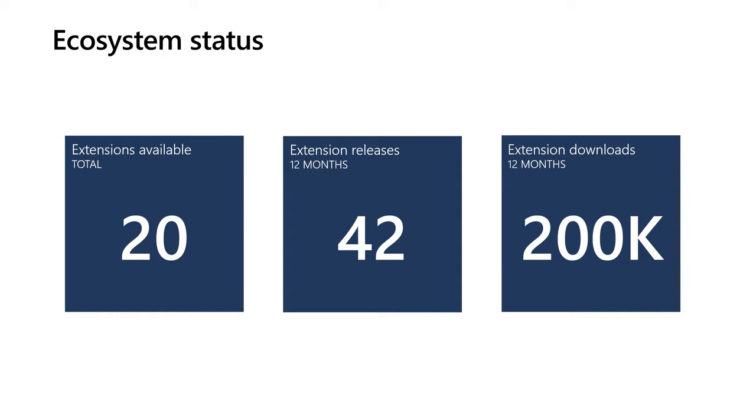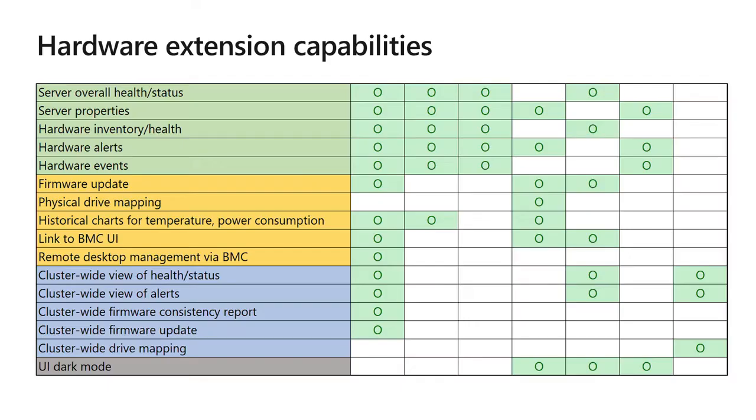Cool. So a quick look at our ecosystem status. We have around 20 extensions available in our feed. In the last 12 months, we've had 42 releases. This includes both new extensions and extension updates. And we've also had around 200,000 downloads of extensions from our feed in the last 12 months.